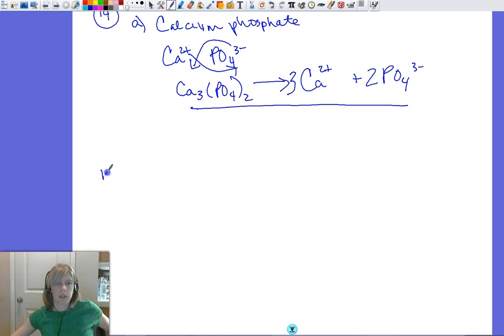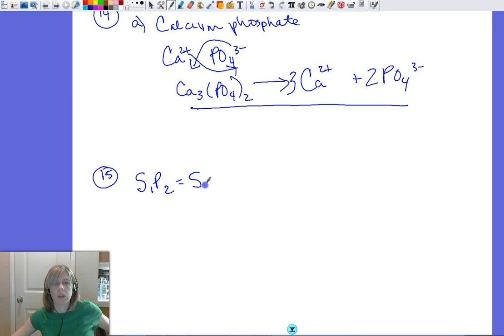For 15, it says calculate the concentration of CO2 that is bottled with a partial pressure of 5 atm above the liquid at 25 degrees Celsius. The solubility of carbon dioxide at 1 atm and 25 degrees Celsius is 3.4 times 10 to the negative second molar.